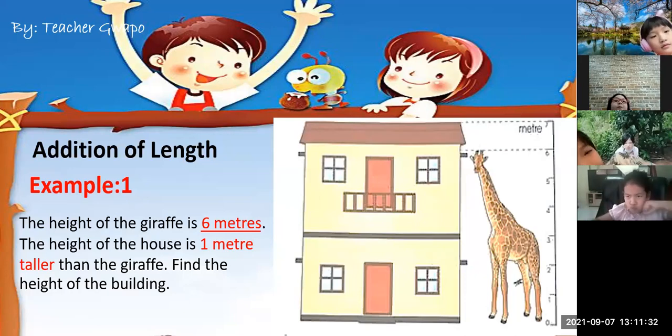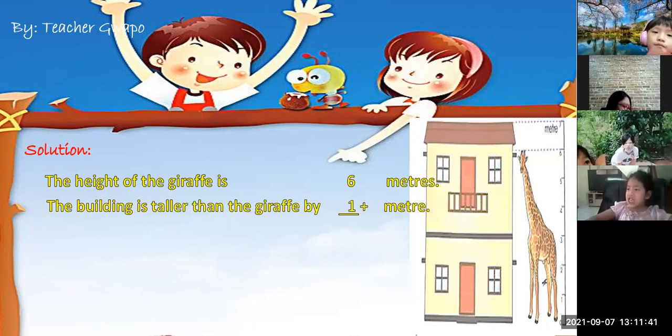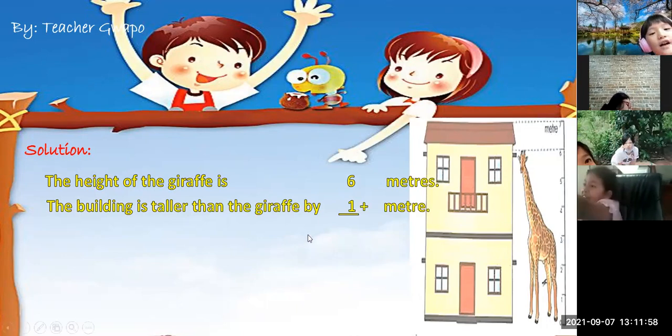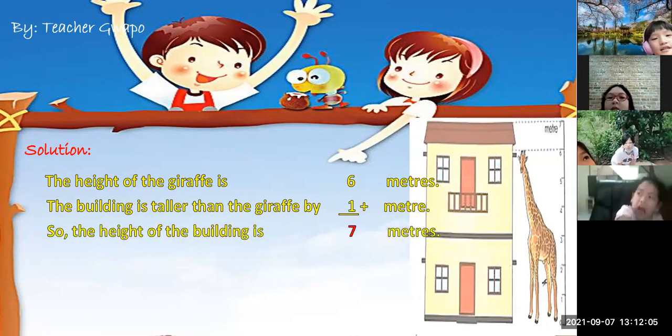Now to find this one, we will write first here. The height of the giraffe is 6 meters. And then the building is taller than the giraffe by 1 meter. Okay, 1 meter only. So to find this one, we need to add, just plus. So 6 plus 1 is very easy. Even kindergarten can answer this one. 6 plus 1 is 7. So the height of the building is 7 meters.